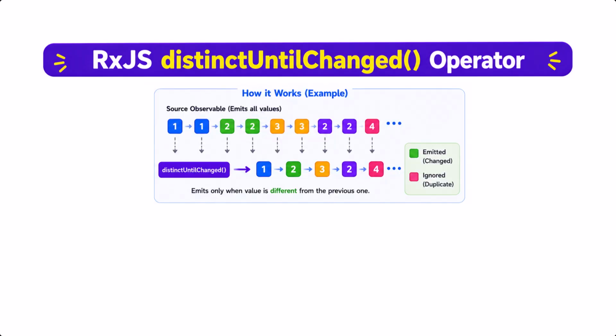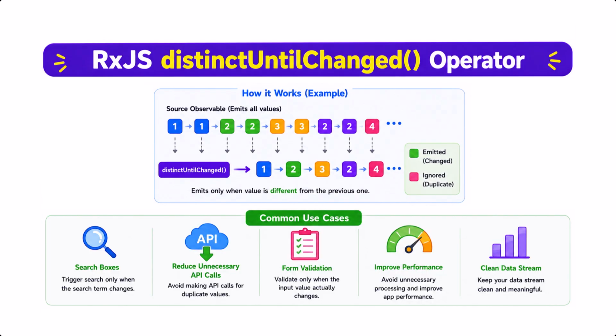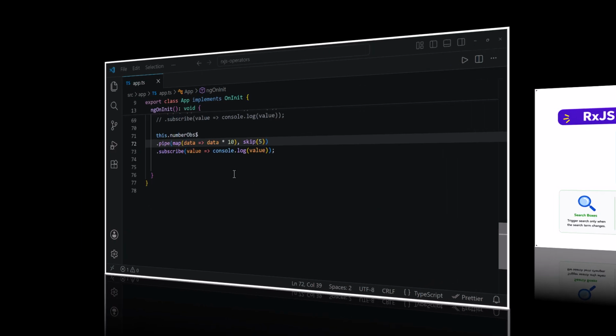The distinctUntilChanged operator emits a value only when it is different from the value emitted immediately before it. In simple terms, it prevents consecutive duplicate values from being emitted. This operator is very commonly used in applications to avoid unnecessary processing and duplicate API calls. Let me explain it with a simple example.